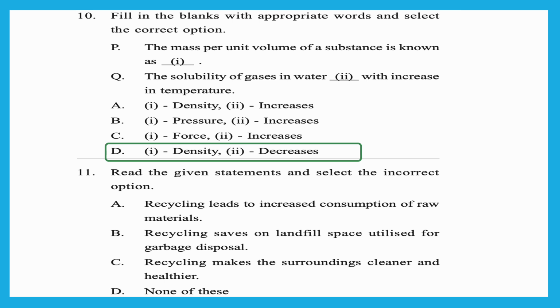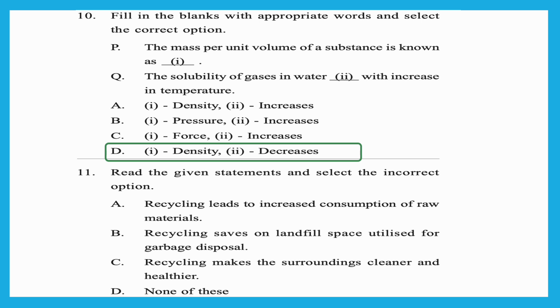Question 11. Read the given statements and select the incorrect option. A. Recycling leads to increased consumption of raw material. We already got our incorrect option because we are recycling. So we are consuming the same material again and again through recycling process. So it will not lead to increased consumption of raw material.